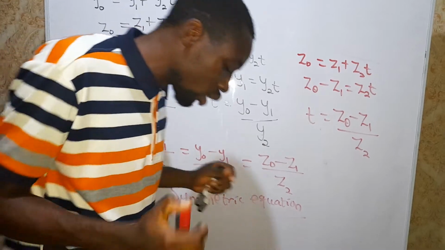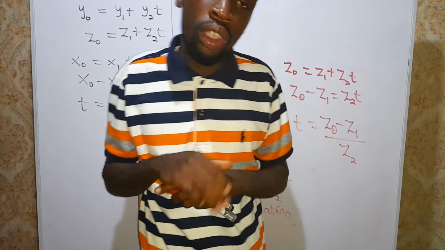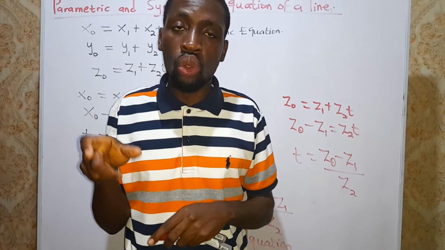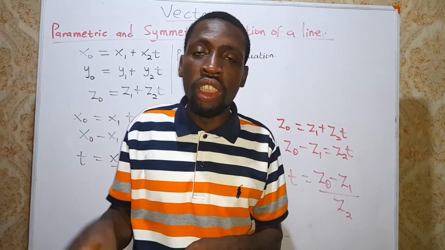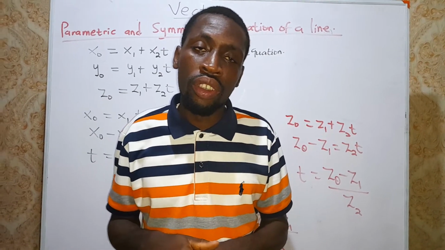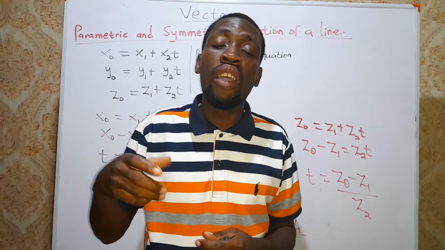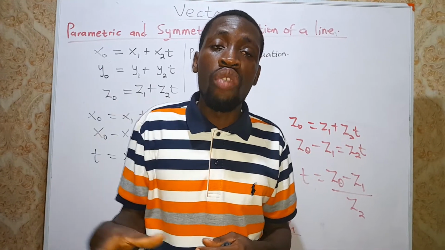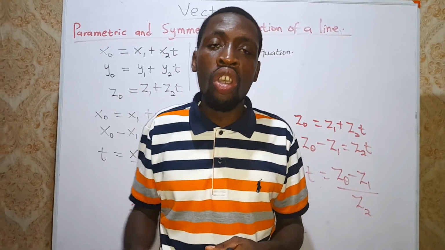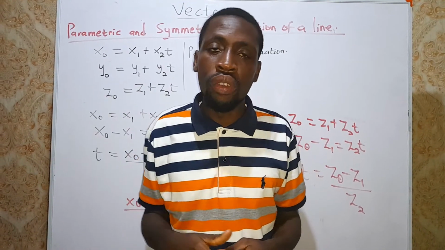So one thing you must know is that you need a vector equation before you can get the parametric equation. Also, you need a parametric equation before you can find the symmetric equation. Get this very well. So we take some sample questions and we learn how to find the vector equation, the symmetric equation, the parametric equation when the Cartesian equation of the line is given. So come along.